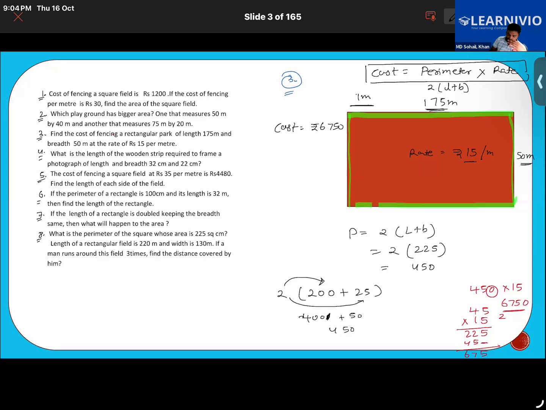Tell me, by looking at this, where did you make the mistake here? Oh, I made a major mistake when I was multiplying. I accidentally wrote 450 multiplied by 5. I didn't notice there was a 15.